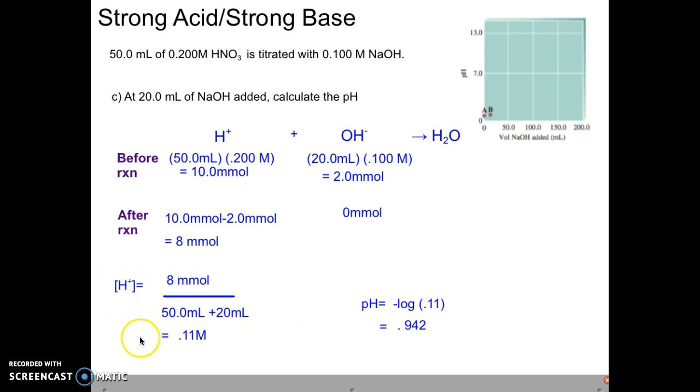Okay, so you can see that after we add 20 milliliters of the base, 8 millimoles of hydrogen ion is left. That gives me a concentration of 0.11 molar, and the pH becomes 0.942. And so if I were to add this here, it would still be maybe a point right about here that pH would be. Okay, so it didn't change significantly.